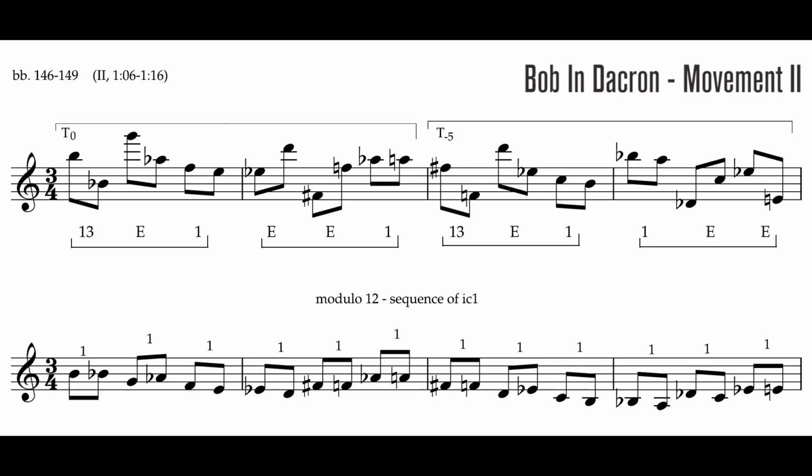From bars 146 to 147 of Bob Inter Krone, there is a 2-bar repetitive sequence, which at bars 148 to 149 is transposed to T-5. Interestingly, in this particular sequence, reducing the interval distances to modulo 12 reveals a series of interval class 1.